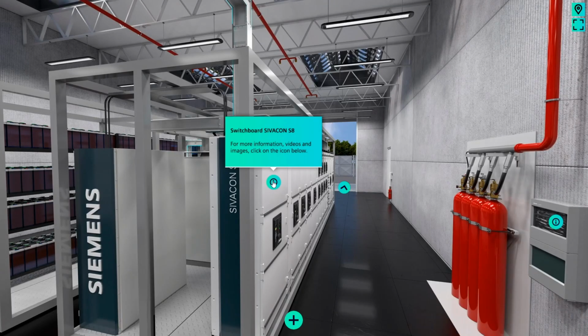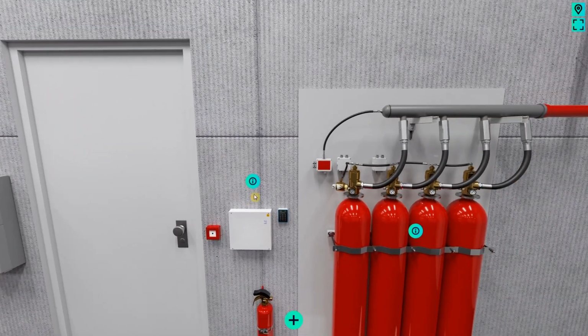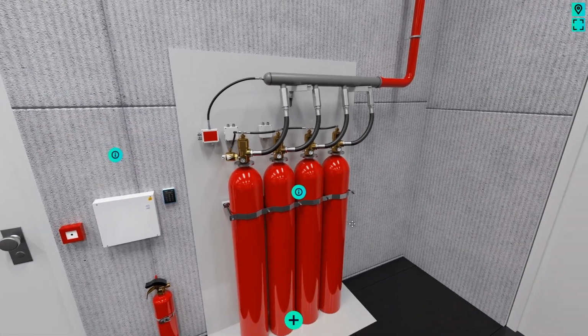The SIVACON S8 low voltage switchboard and integrated third-party UPS system including batteries have benefits from a modular low voltage power system with a high level of reliability. Fire protection system provides a wide range of flexibility you need for your building's requirements. Access control is used to regulate who or what may enter your data center complex.